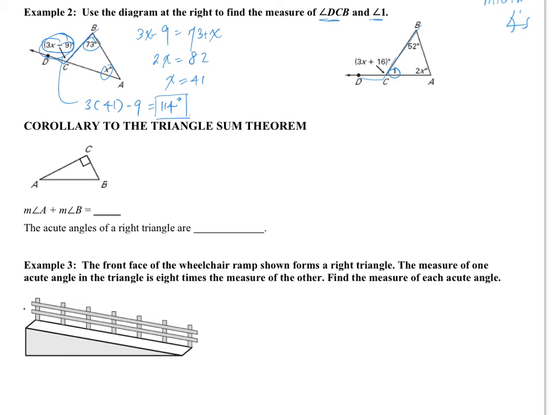And this other one, we have 3x plus 16, and we're going to set it equal to 52 plus 2x. So x is 36, and then if x is 36, then what can we do here? Measure angle 1 must be 56.